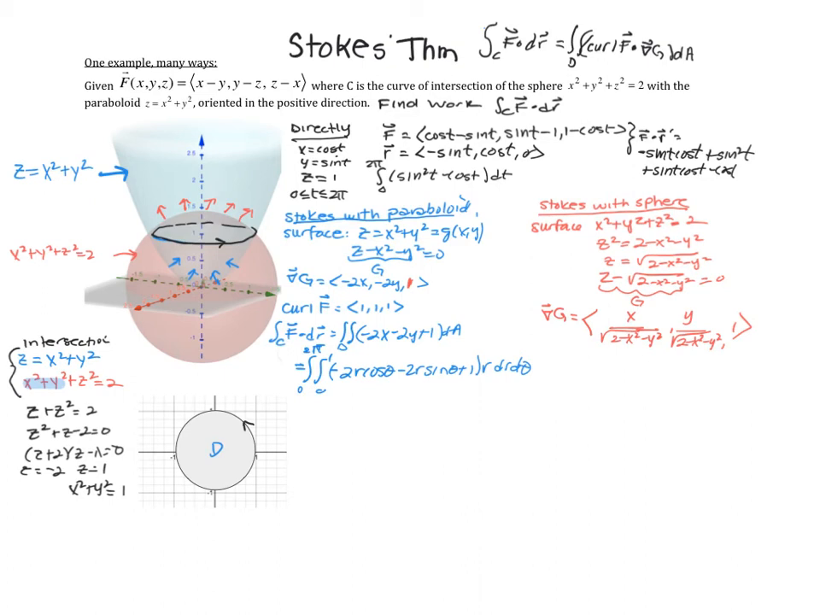The curl is 1, 1, 1. And so our line integral, if we use this surface, is going to be that dot product. So x over the radical plus y over the radical plus 1 dA, 2 minus x squared minus y squared. Sorry, 2 minus x squared minus y squared. Hard to see it. Same region. I go polar.